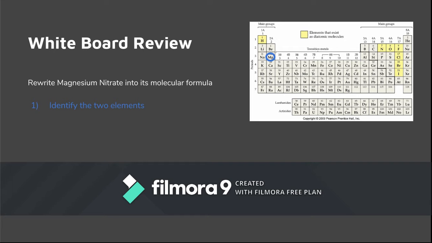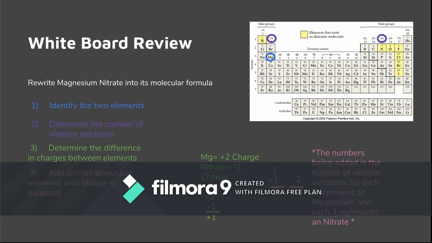To rewrite magnesium nitride into its molecular formula, you must identify the two elements, then determine the number of valence electrons. After you determine the difference in charges, lastly, you add the correct amount of elements until it's balanced. The numbers being added in pink are the charges of each element.